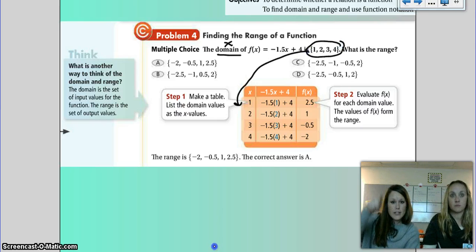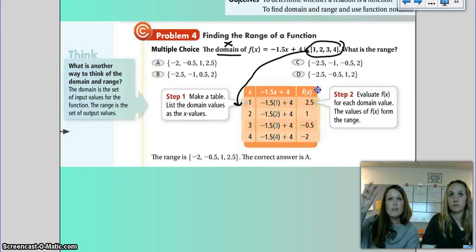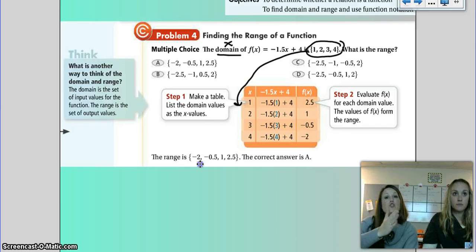So they've plugged that into x in the table. They take the 1 and plug it in for x, just like we did with our other function tables, and instead of writing y, they write f of x. Then they've put the answers in numerical order because they're writing out the range.